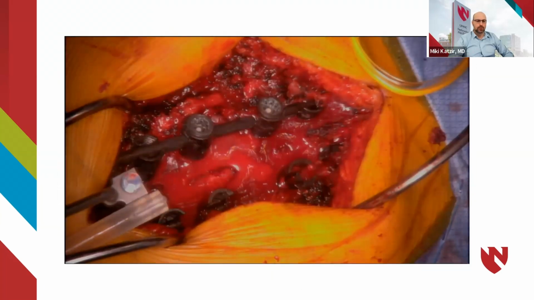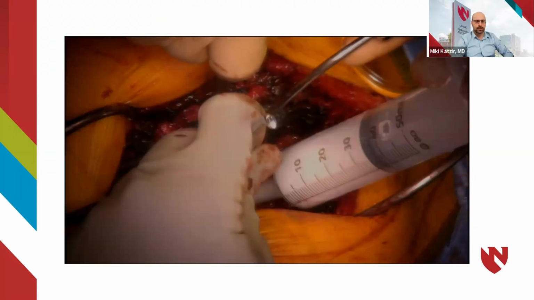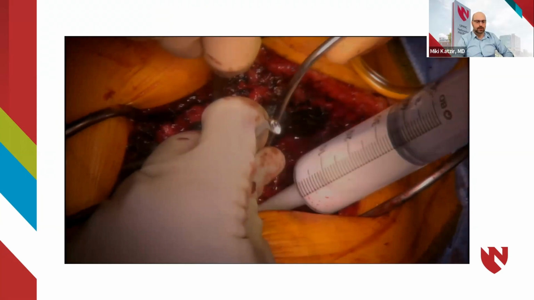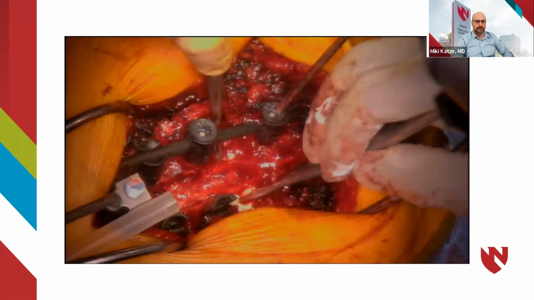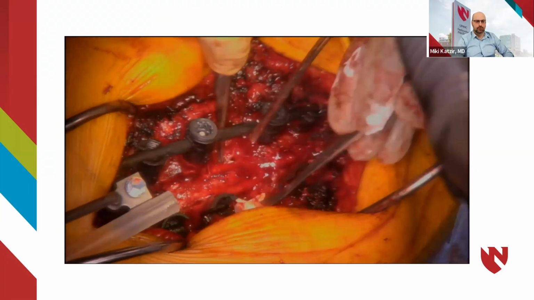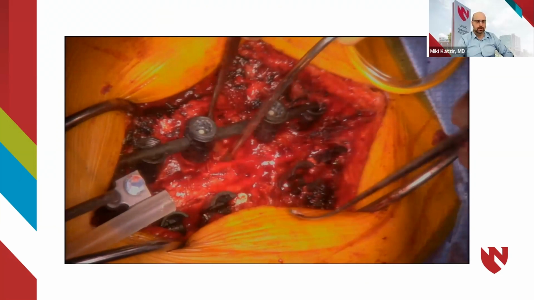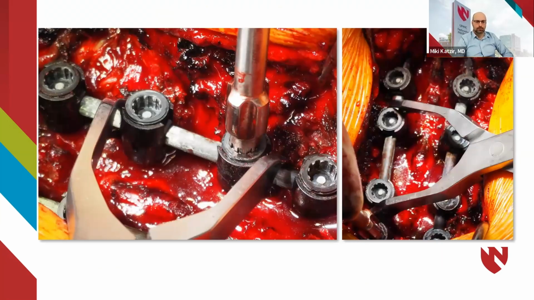So, and irrigate continuously while I'm doing that, because it's an exothermic reaction. We don't want it to burn the spinal cord. We are constantly pushing down the cement, not to overflow. If there is some overflow, we take it out.